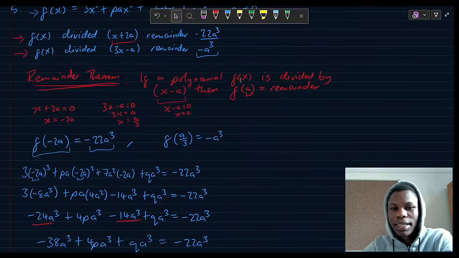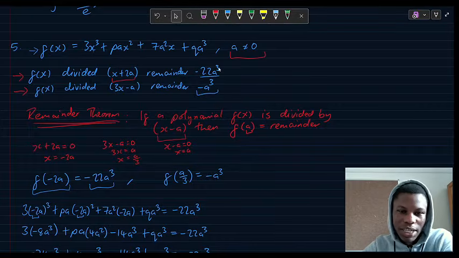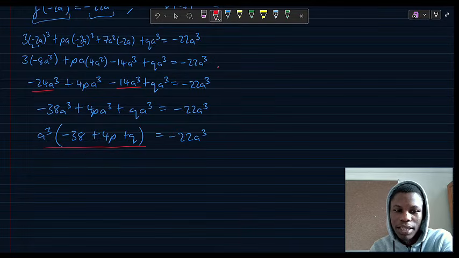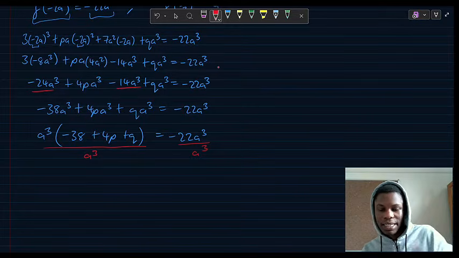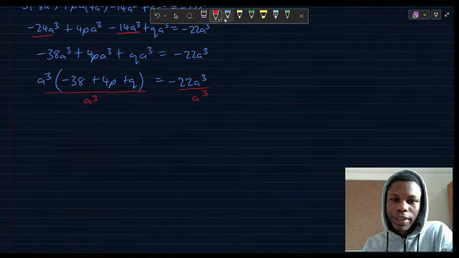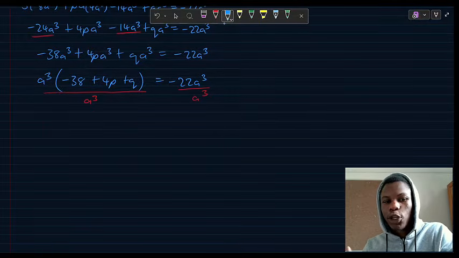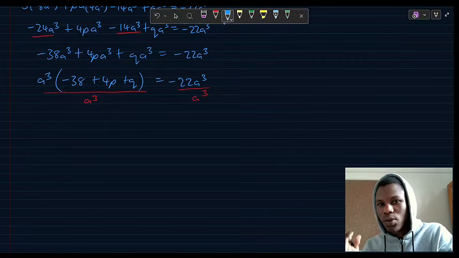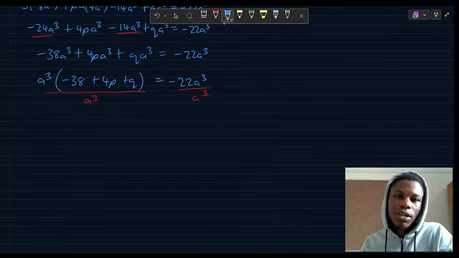Now remember that in the stem of the question, we were told that a is not equal to 0. So that means I can just divide through by a cubed and it shouldn't be a problem. The reason I want to divide through by a cubed is I just want to get rid of it. I don't need it. So let's divide through by a cubed. If there was a possibility that a could be 0, that would mean there was a possibility of us dividing by 0, which we know is not allowed. So this only works because we're told that a cannot be 0.